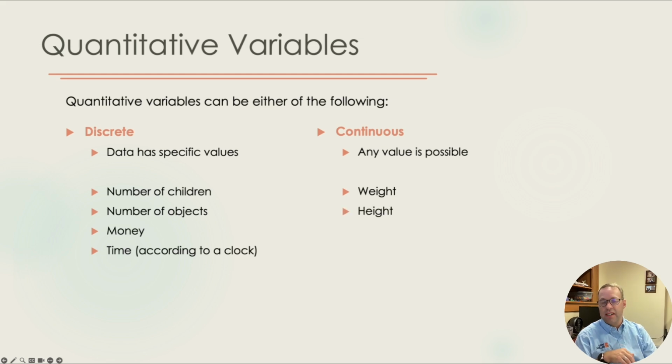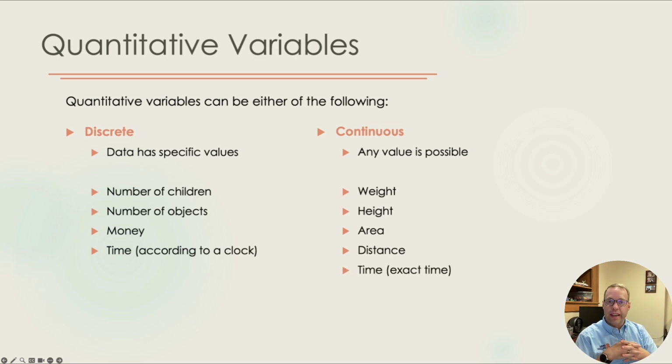Height is the same idea. So any value is really possible for these variables. Area, say the area of a desk or the area of your property or whatever. Distance, how far is it from your dorm room to your classroom? If you're online, that may be the same thing, right? Anyway, distance is a continuous variable. You can stop at literally any distance. Any distance is possible.